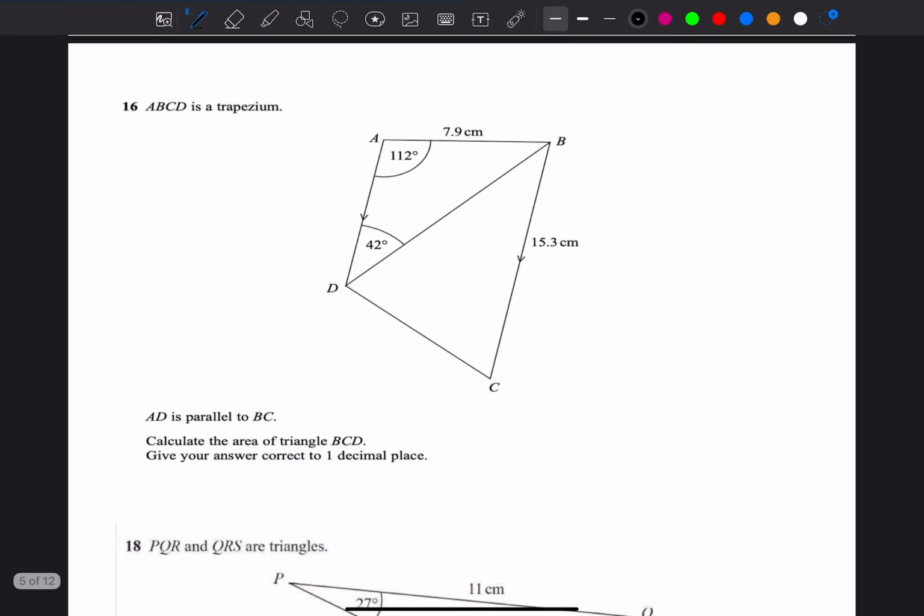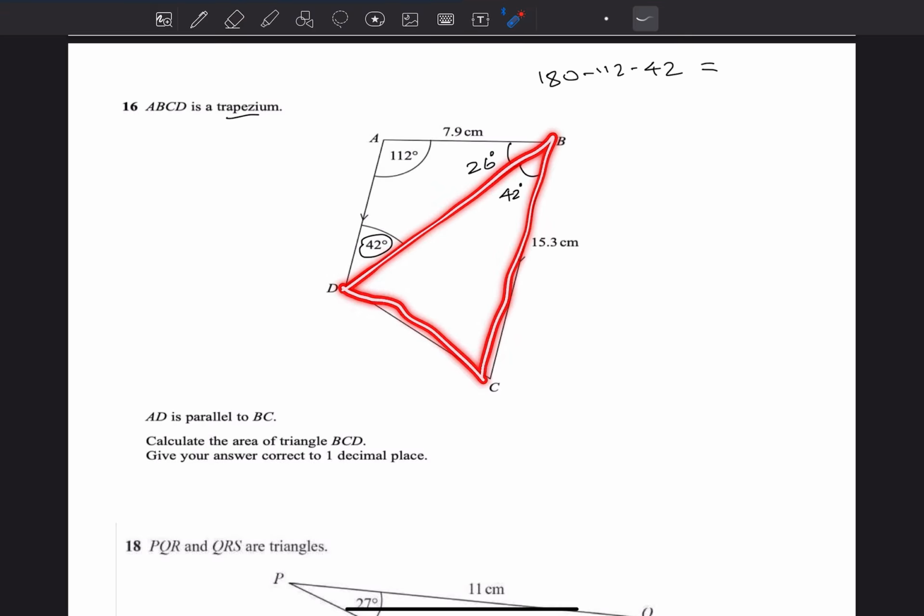Now the next one. AD is parallel to BC. Okay, so because it's a trapezium, there you go, one pair of parallel sides. If that's 42, you know this is also 42. Alternate angles are equal. And if this is 42, you do actually know this angle. What is that? 180 minus 112 minus 42, which is 26 degrees. Okay, and they want the area of triangle BCD, the one on the bottom. That's BCD, by the way. I want that guy.